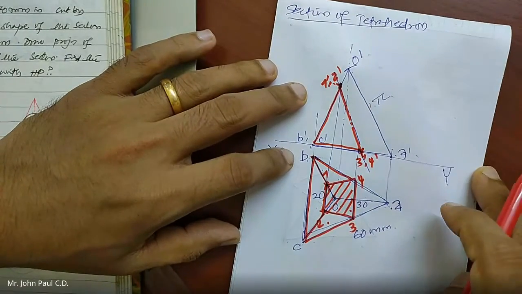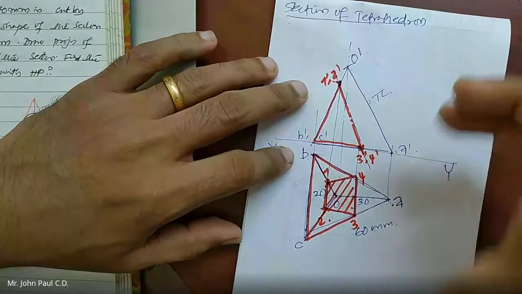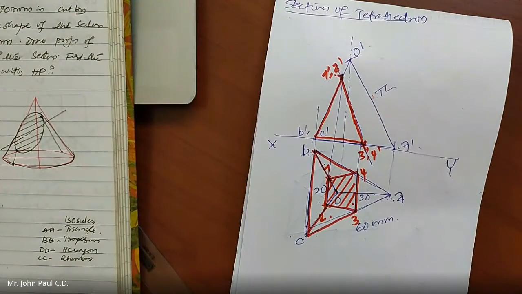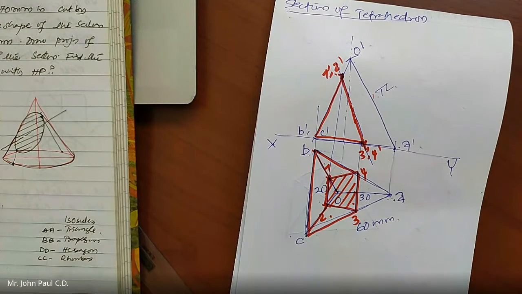And I may get the true shape on the right hand side if I draw this. Is it clear? Yes, sir. Can you do that? I'll wait.